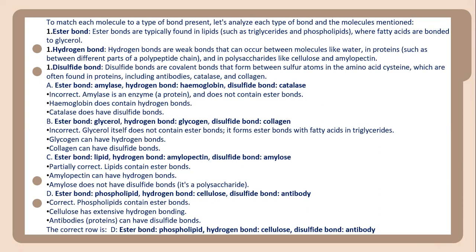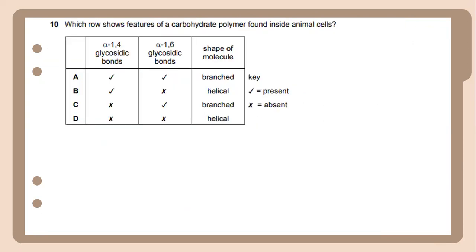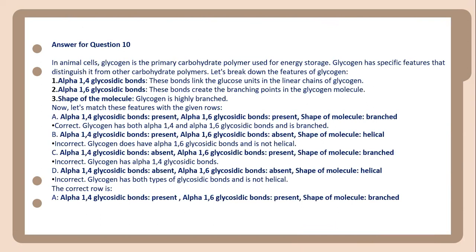is actually D. Number 10, which row shows features of a carbohydrate polymer found inside animal cells? Let's look into question number 10. The answer for this is alpha 1,4 glycosidic bond present, and alpha 1,6 glycosidic bonds are also present, and the shape of the molecule is branched.